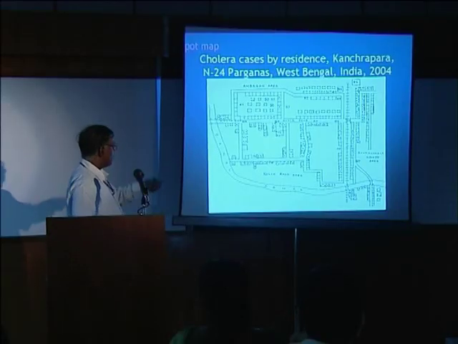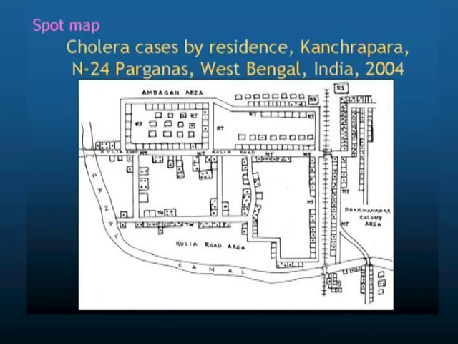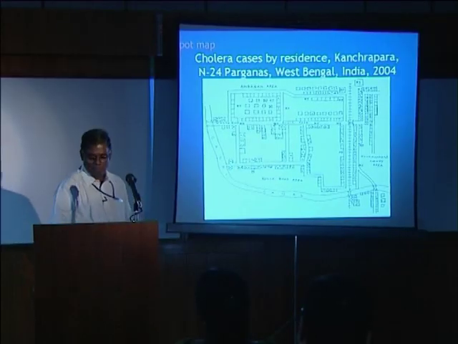In many, many cases, after finding this, they go and inspect the pipeline. Invariably, they find a leakage in the pipeline which supplies that particular area. Then they take photographs of that and give them to the authorities. They immediately come, set it right, and it becomes all right. So we have at least half a dozen outbreaks in West Bengal alone for this particular reason. The spot map immediately reveals what exactly the problem is.